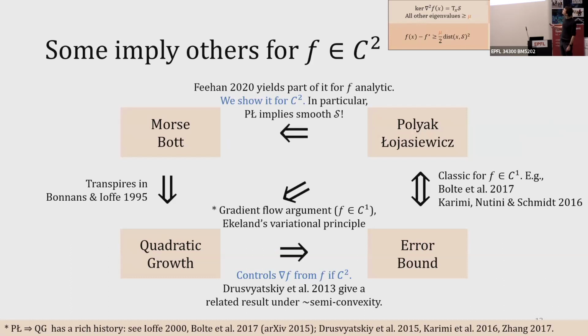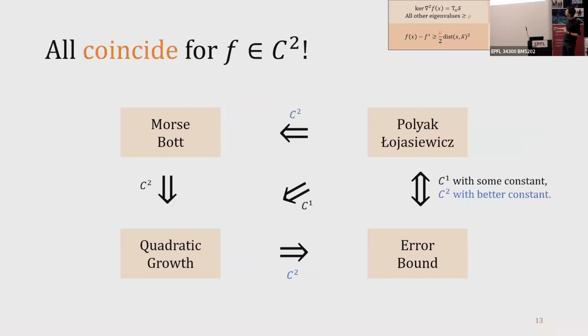But in fact, already if your function is C2, you can show that PL implies that the set of minimizers is a manifold of class C1, and that the Hessian has the Morse-Bott behavior. So positive definite along the normal direction, along that manifold. And so you see, when you look at all of these implications, in fact, if your function is C2, they're all the same. The one extra bit here is that for C2, you can show that the constant here is also preserved, which was not the case for C1.